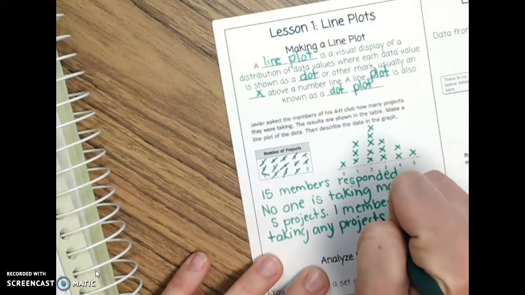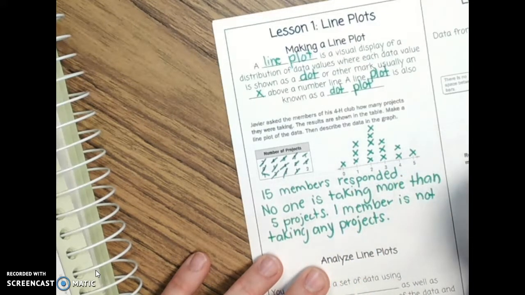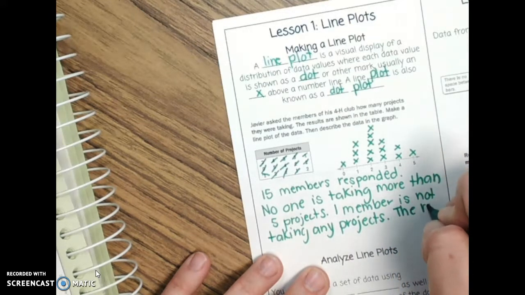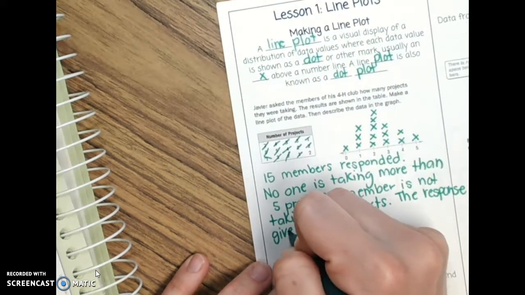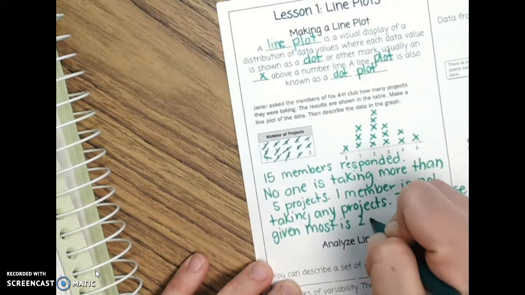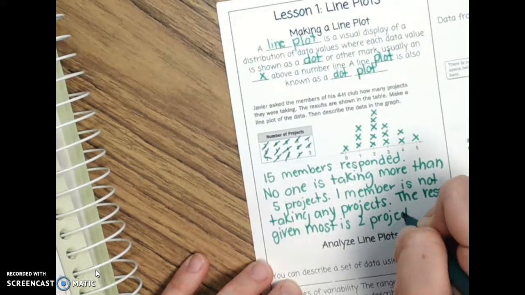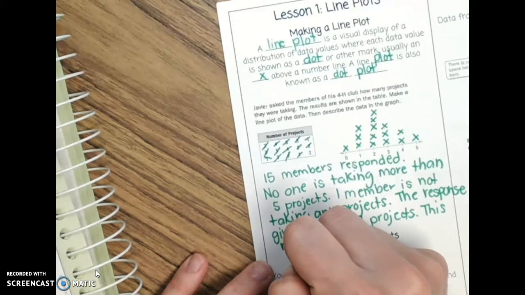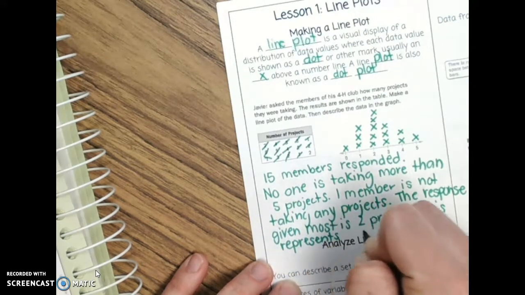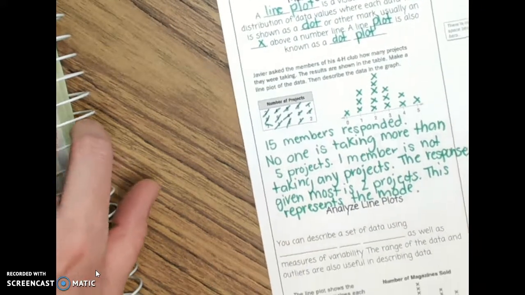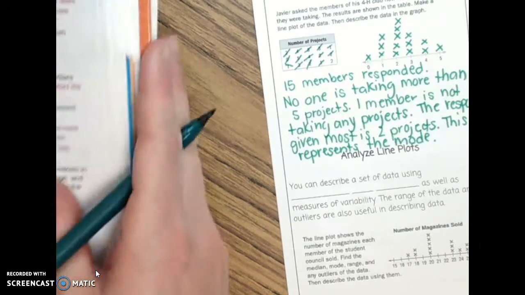And then let's look at the most. The response giving most is 2 projects. And this represents the mode. Okay. Now we're going to look at analyzing line plots.